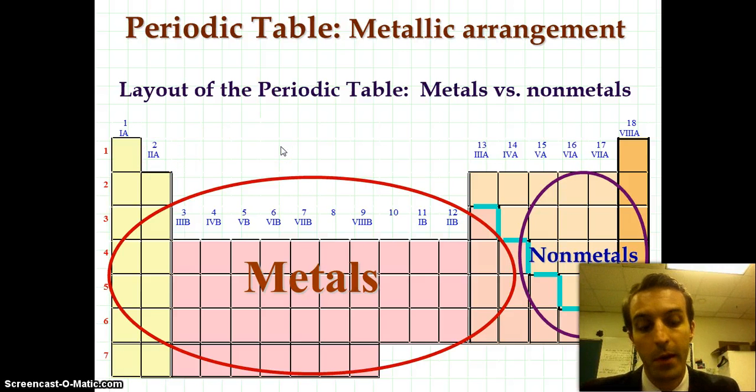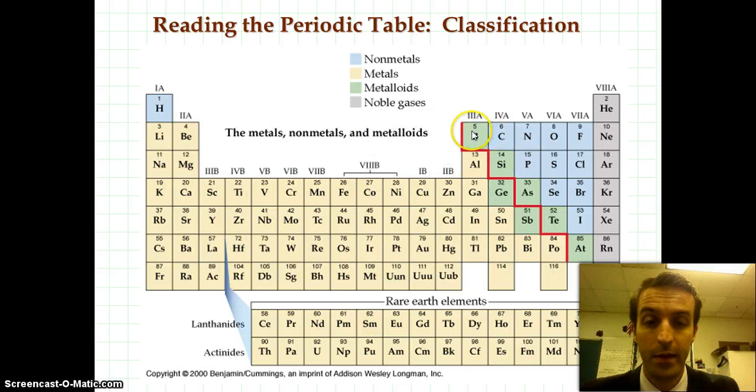So, Mr. Tribble, what about that little stair-step line? Please remember that if the element is sitting on the stair-step line, it is called a metalloid. Right along this line here, you are looking at your metalloids, just like that. Pretty cool, huh? So, metals, nonmetals, and metalloids. All your metals over here, all your nonmetals over here, all your metalloids right along this little line here. So that part's easy, but what differentiates the three?